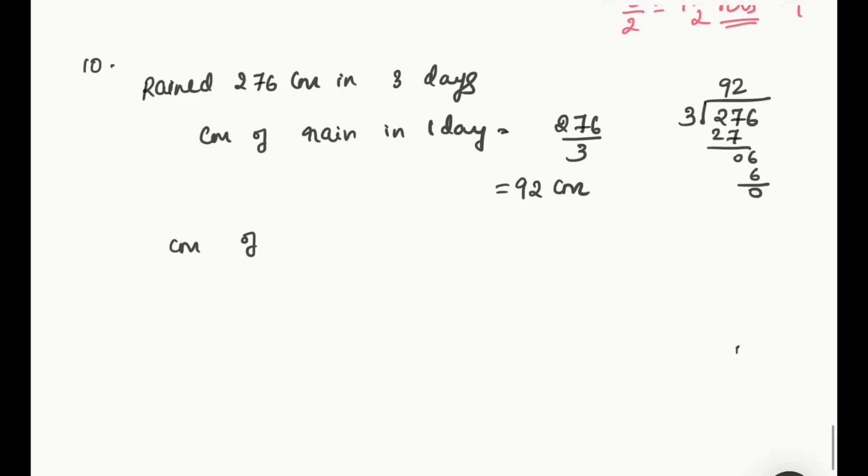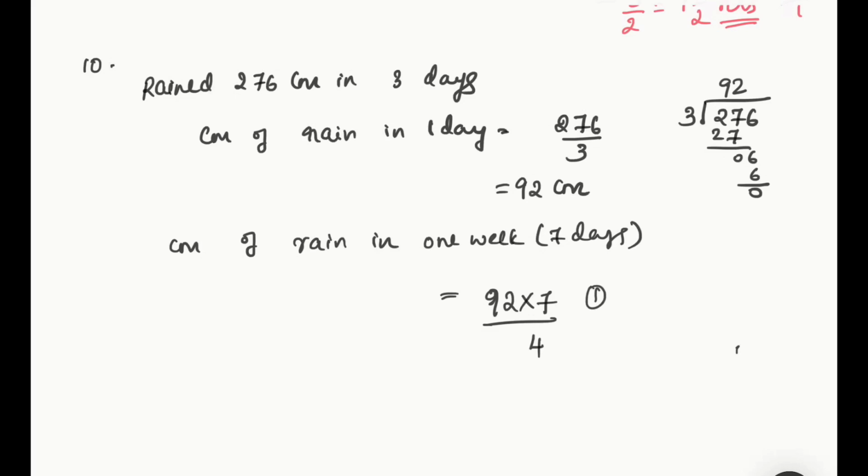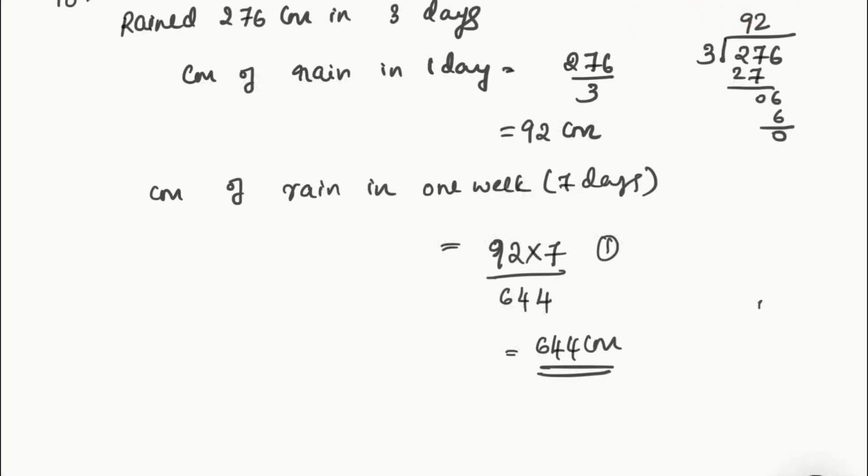Now, centimeter of rain in 1 week. 1 week means it is 7 days. So that is equal to 92 into 7. 1 day into 7. So how much are you getting? 7 twos are 14. 9 sevens are 63. 63 plus 1, 64. So you get the answer as 644 centimeter.